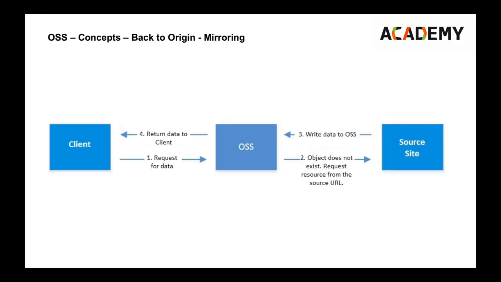OSS also has some built-in features that are designed for web hosting scenarios. One of those is what we call back-to-origin mirroring. In this case, when a client, it could be a web browser or a command line tool or a third-party application, requests access to an object in OSS, if OSS doesn't have a matching object, it will send a request back to some source website or source service, and if the object is found at that source, it will make a copy into OSS and then return that copy to the client.